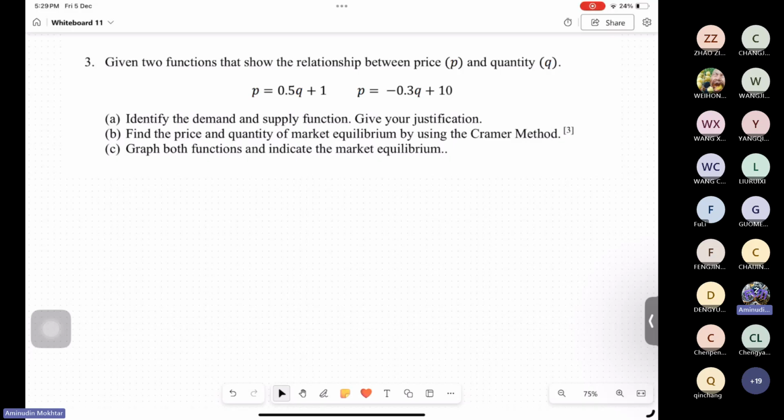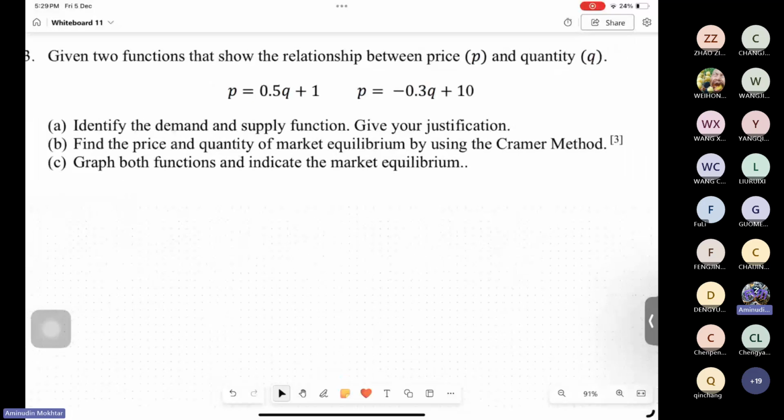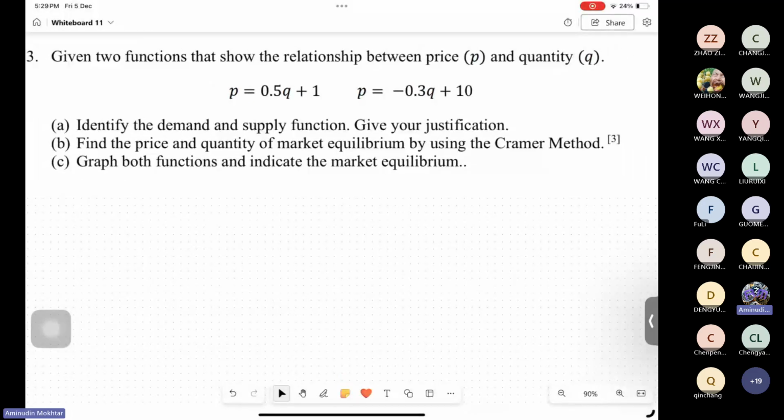Question 3A: identify the demand and supply function and give your justification. How to answer the question? First, in order to identify the demand and supply, you need to know the demand theory and the supply theory. I will just give the short answer; I hope you can refer to my note in topic 1. The relationship between P and Q for demand is negative. The relationship between P and Q in supply is positive.